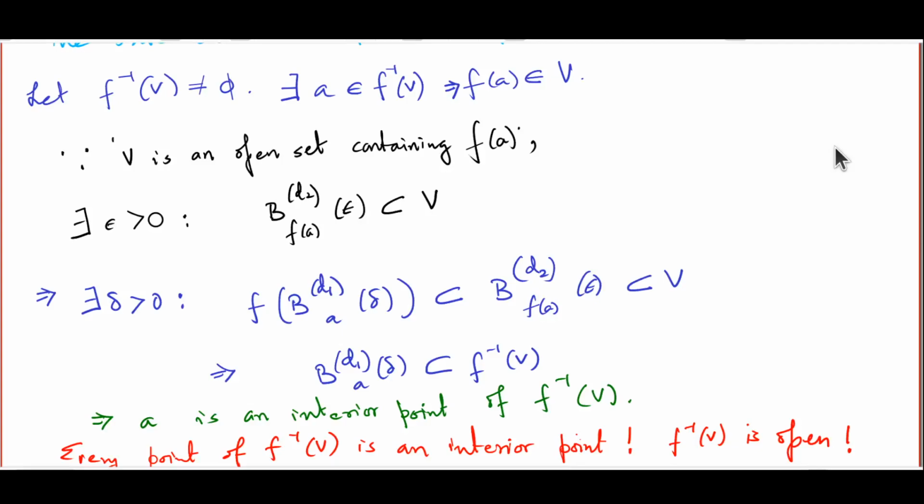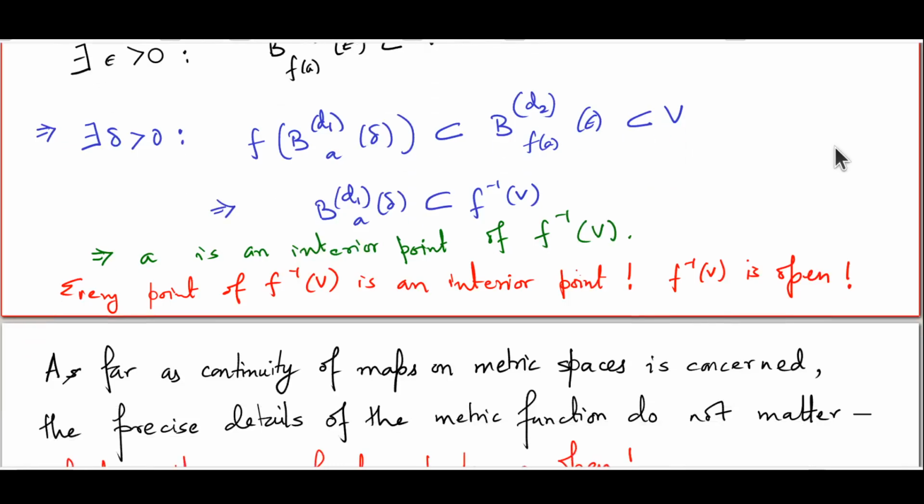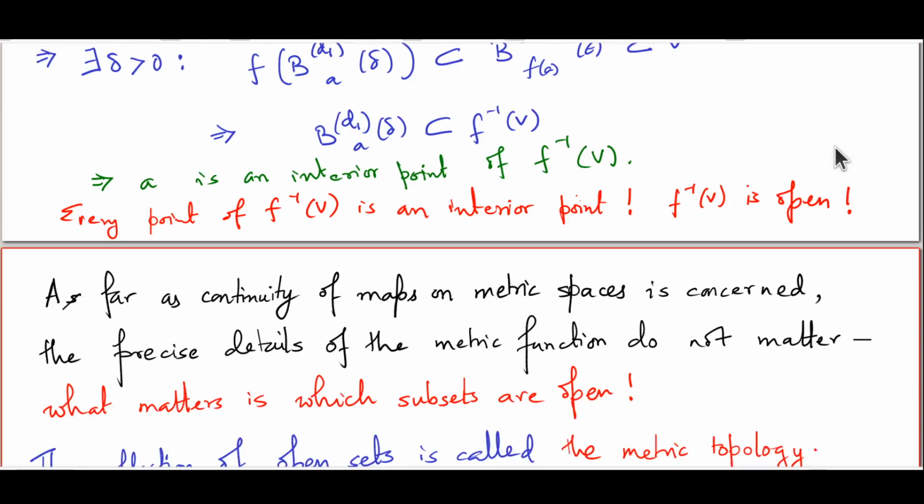Now the reason why these theorems, which are after all equivalent definitions of continuity, turn out to be so important for us is the following. As far as continuity of maps on metric spaces is concerned, the precise details of the metric functions, as it turns out, does not matter. What matters is which subsets are open. If you know which subsets are open, you can decide whether a function is continuous or not.